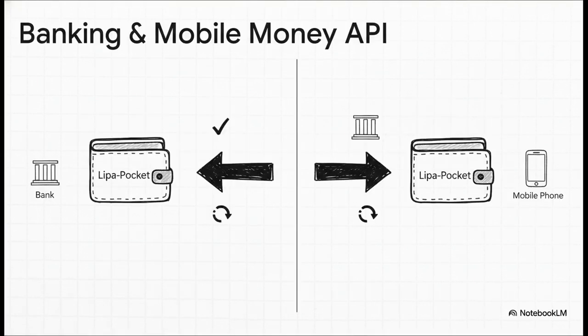This really shows you how it's a two-way street, which is absolutely essential. You can easily move money out of Lipa-Pocket and send it to a regular bank account or a mobile money wallet. But just as crucial, you can get an instant confirmation when traditional fiat currency is moved in. It's this seamless back and forth that makes the whole system so practical.